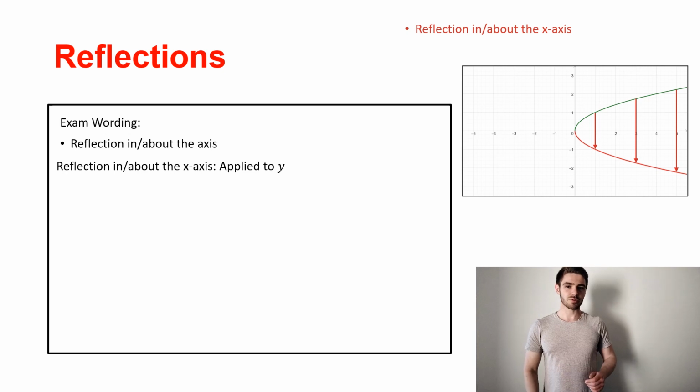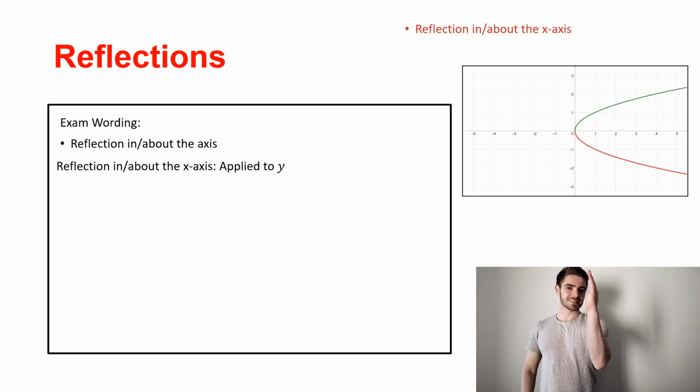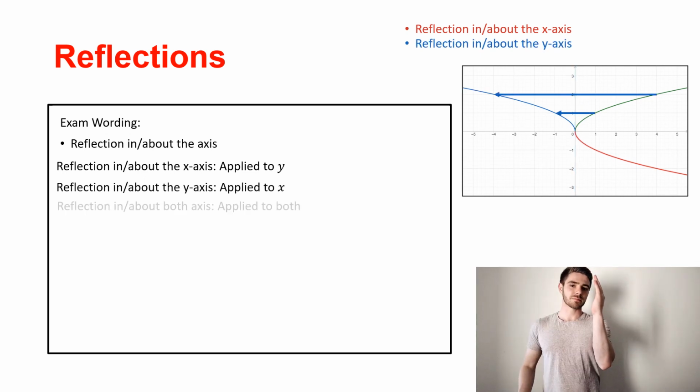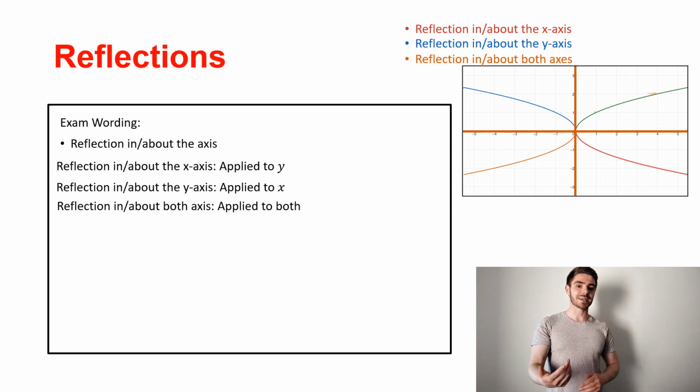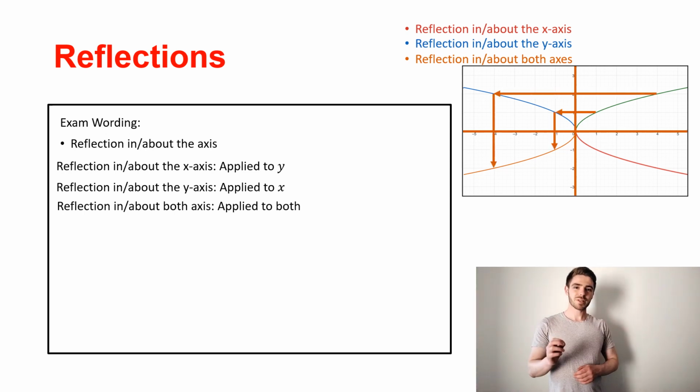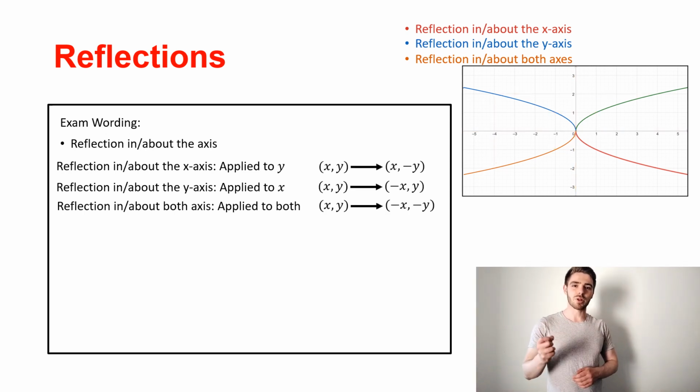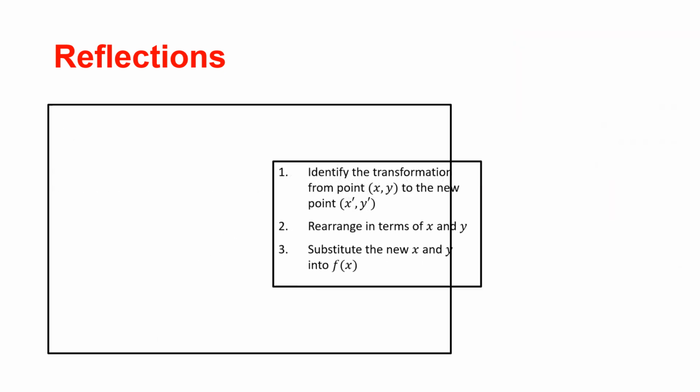Similarly, if you are reflecting in or about the y-axis, then the y-axis acts like the mirror, so the x values are what's changing. If you're reflecting in both axes, then the reflection applies to both the x and the y value. Reflections are expressed as a minus sign applied to either the x or the y value, and we apply that minus sign using the process from earlier.